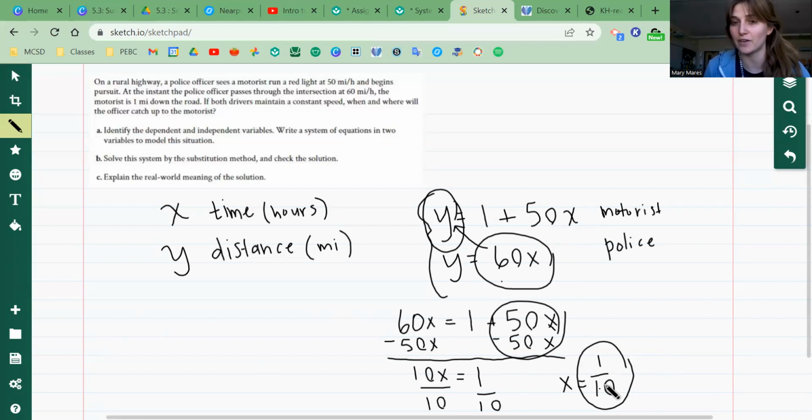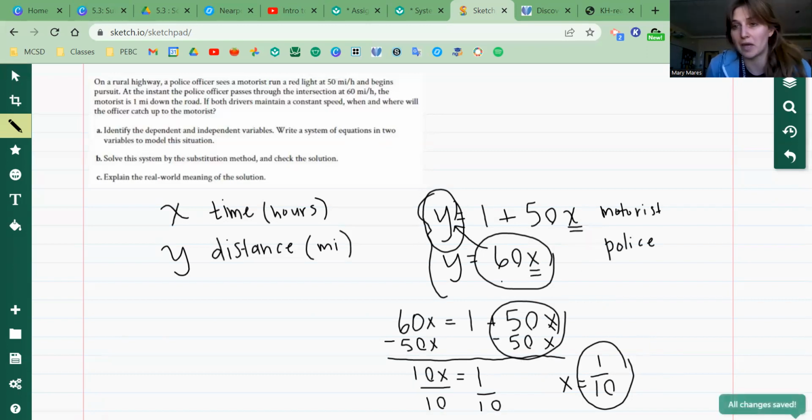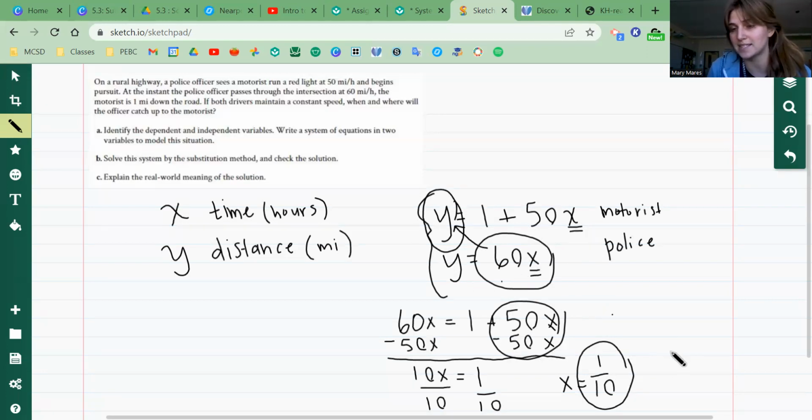I have my x value. Now I need to figure out my y value. And again, I can do that by plugging it in either into the x in this equation or the x into this equation. It doesn't matter which one, you can choose. I'm going to plug it in to this second equation.